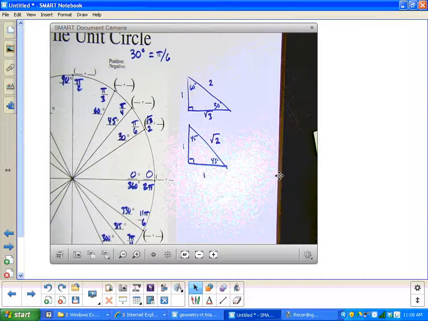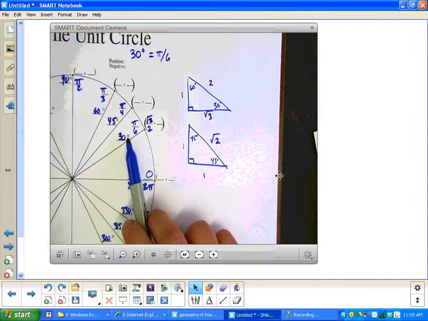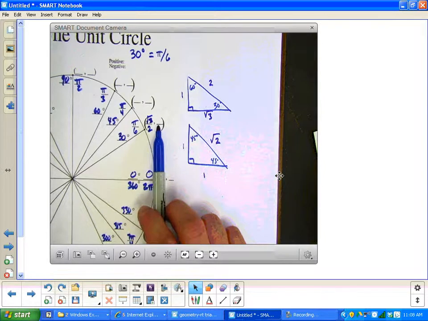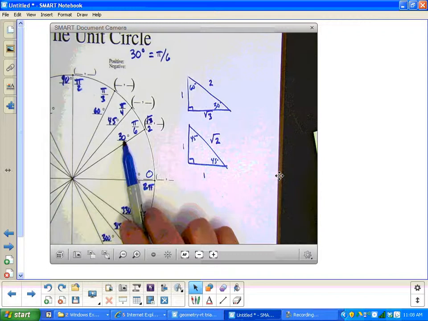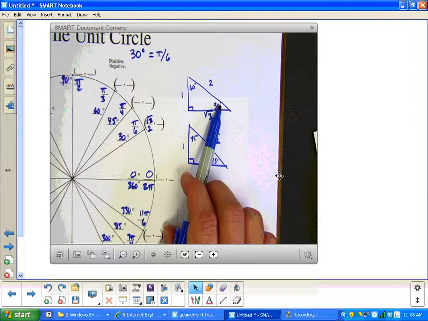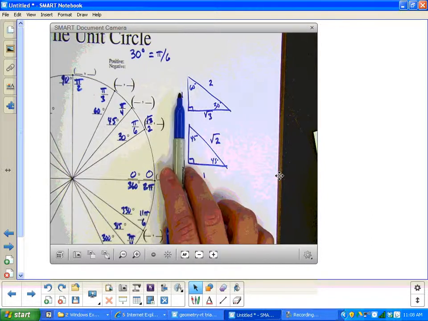I'll give you a better way to remember it in a minute. You just need to see where these numbers come from. Now, the y-coordinate comes from the sine. So what's the sine of 30 degrees over here? Opposite over hypotenuse, so 1/2.